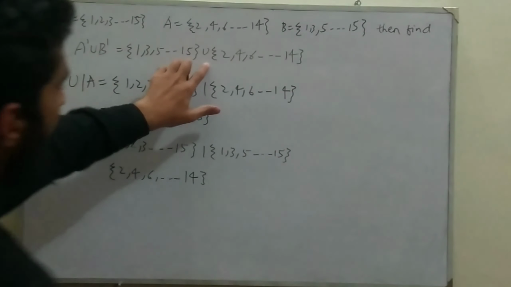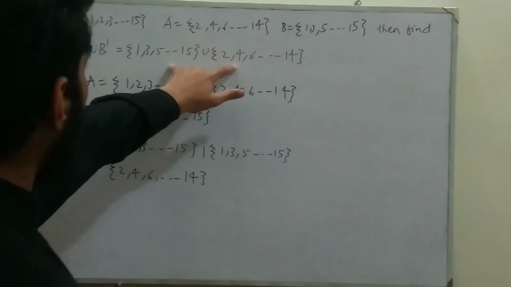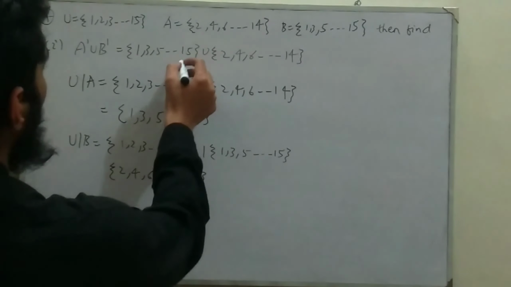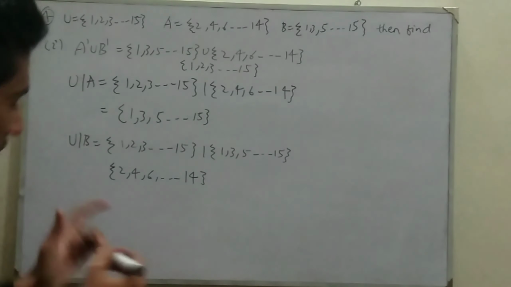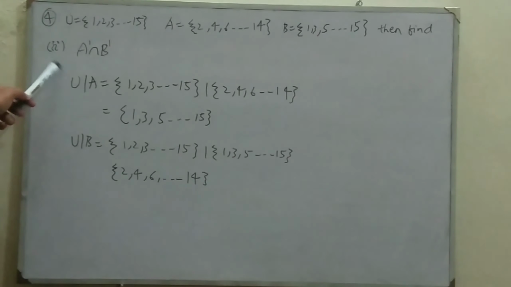Union means all those elements which participate in both of these two sets. So 1, 2, 3, 4 and so on up to 15. This is the required result. Now move to the second part of question number 4.